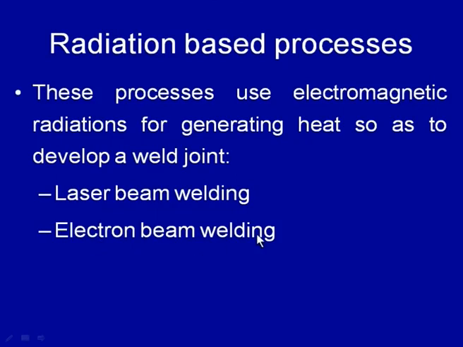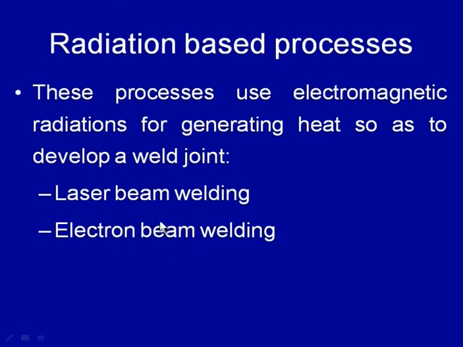Similarly, in electron beam welding, a beam of electrons is directed towards the edges of the components to be joined, and the edges are brought to the molten state by a beam of electrons moving at very high speed. The impact of these electrons moving at very high speed with the edges of the surfaces of the components to be joined generates a lot of heat, which helps to bring the faying surfaces to the molten state.